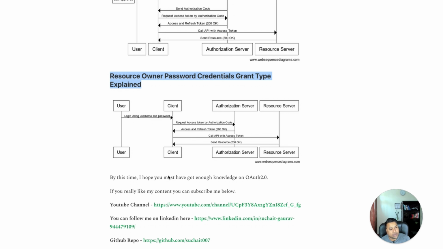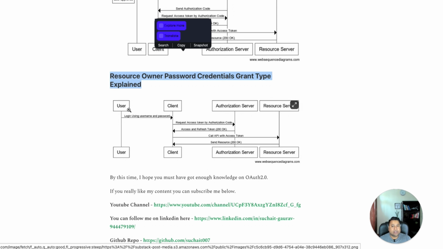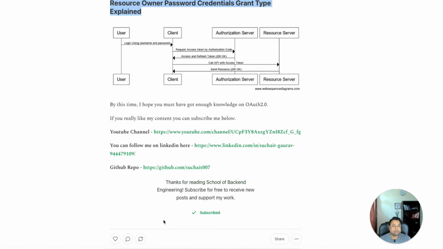So it's recommended only when the application you are trying to access belongs to the same organization which has your identity as well. For example, if you're trying to log in to Google Docs, you already have the Google account, Google has your identity, and Google Docs is the client application. In those scenarios, you can use the password credential grant type. You basically log in using your username and password, it requests the authorization code, and then it gives you the access and refresh token. It calls the API, etc., right?